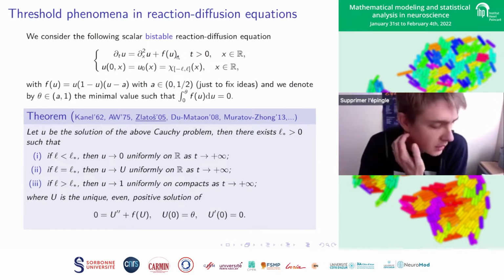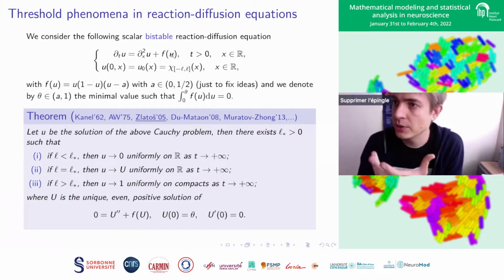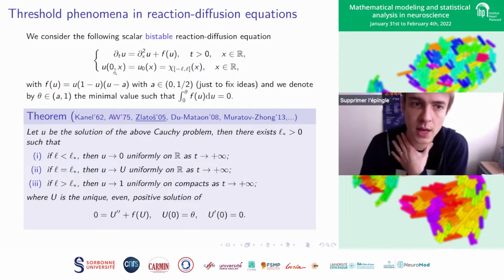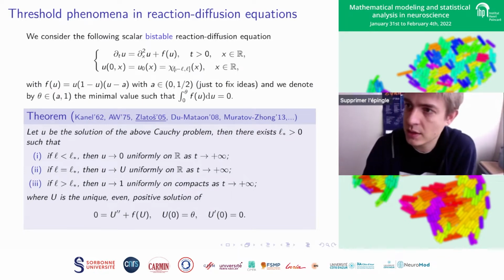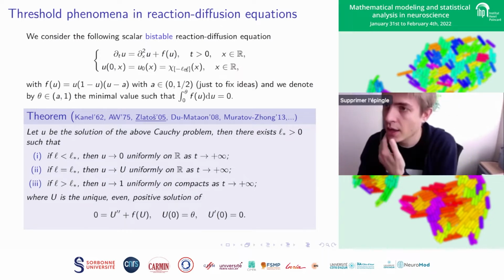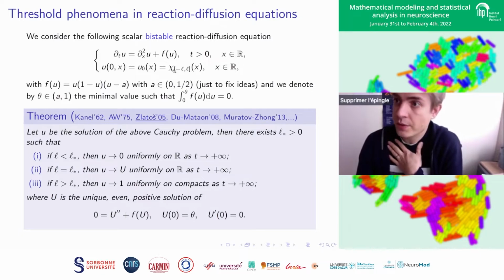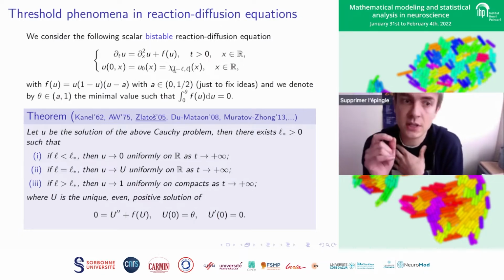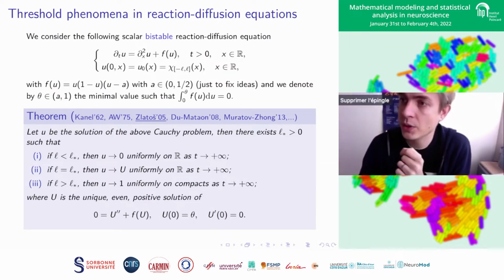So for me, the prototypical equation in that case would be the reaction diffusion equation, where the diffusion process is just a Laplacian. You get the reaction term, the same f of u that is bistable. And as I said, just to simplify a little bit, we take as an initial condition just the characteristic function of the interval minus L, L. And what you want to understand is what is the long-time dynamics of the solution when you vary the size of the initial condition.